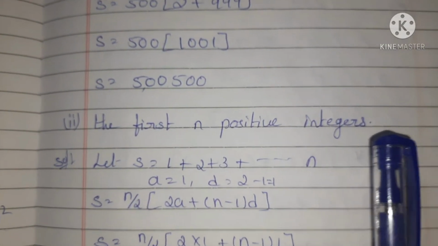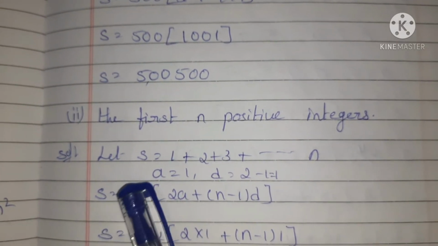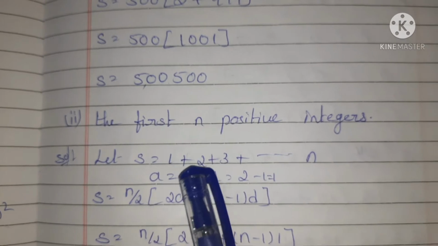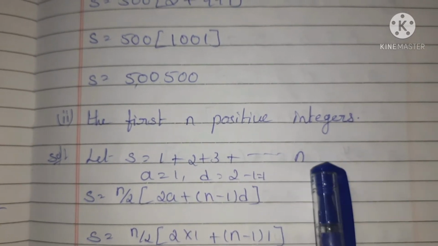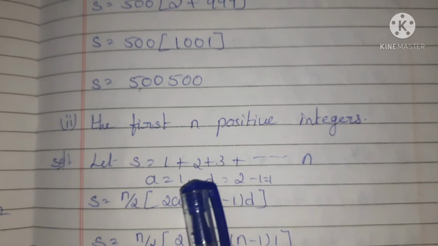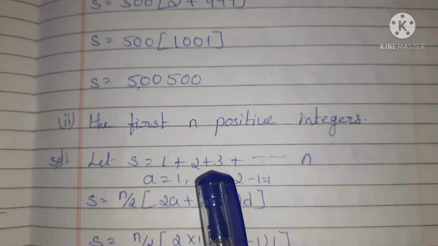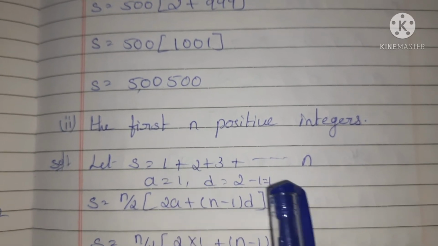Now in this example, second problem: find the sum of the first n positive integers. Now the solution: let S is equal to 1 plus 2 plus 3 plus so on up to n. This is the n positive integers. Here a is equal to 1 and d is equal to a2 minus a1, that means 2 minus 1 is 1.